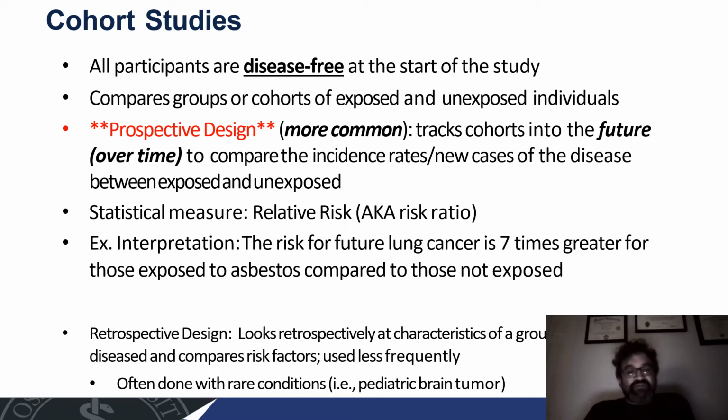So this is where you have prospective and retrospective cohort studies. In the retrospective design, you look retrospectively at characteristics of a group with a disease and compare risk factors. It is often done with rare diseases like pediatric brain tumor.